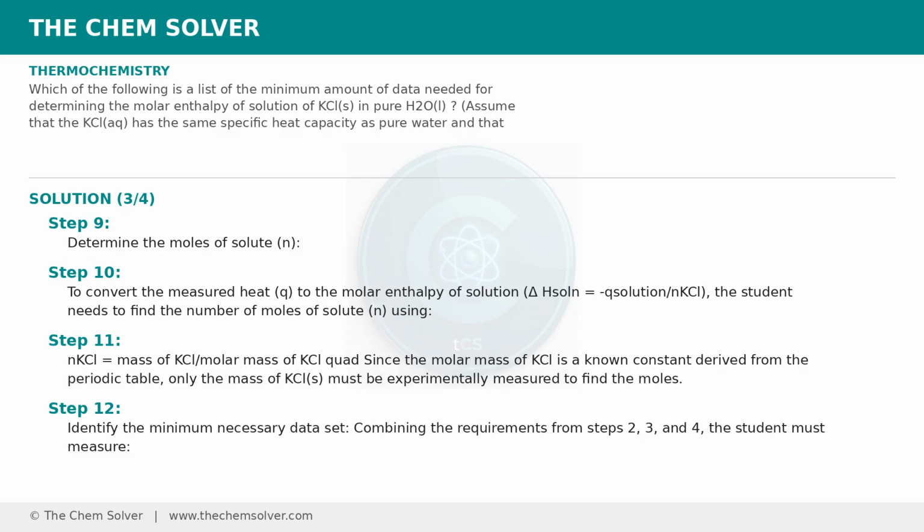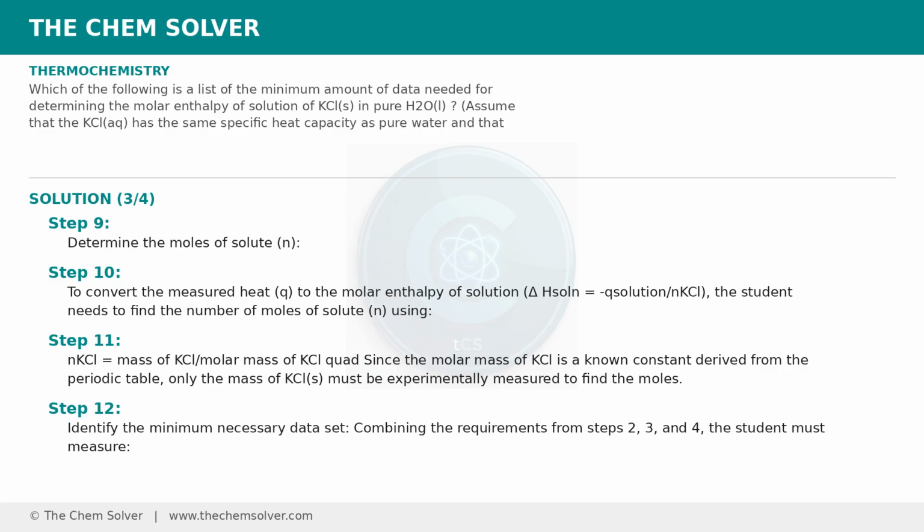Determine the moles of solute, n, to convert the measured heat, Q, to the molar enthalpy of solution, delta H sol equals Q solution over n KCl. The student needs to find the number of moles of solute, n, using n KCl equals mass of KCl over molar mass of KCl, since the molar mass of KCl is a known constant derived from the periodic table. Only the mass of KCl must be experimentally measured to find the moles.